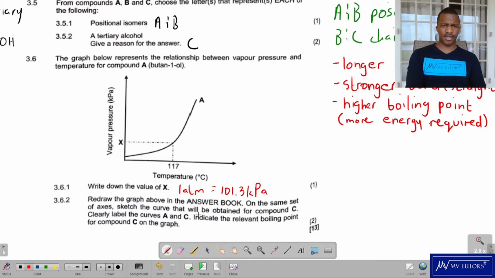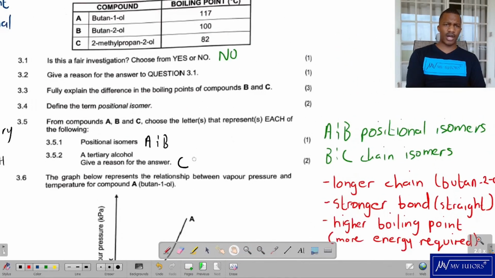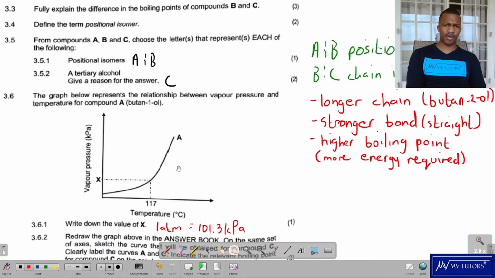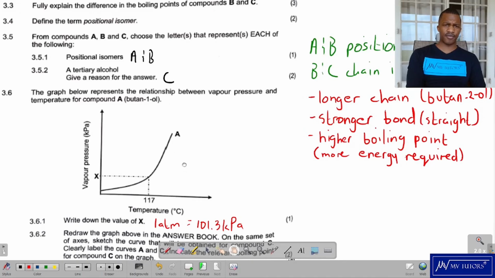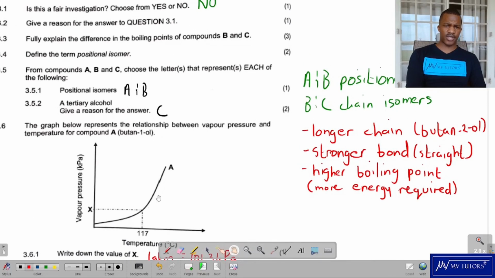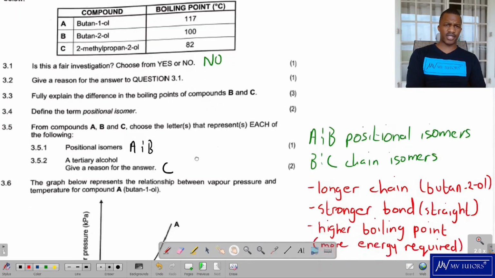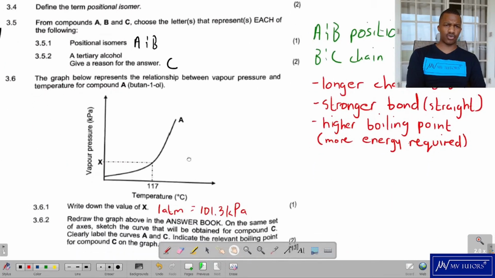Now they say redraw the graph above in the answer book on the same set of axes. Sketch the curve that will be obtained for compound C. Clearly label the curves A and C. Indicate relevant boiling points for compound C on the graph. So compound A is there. The boiling point is 117. And then C, the boiling point is 82.